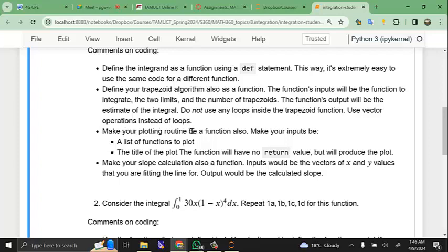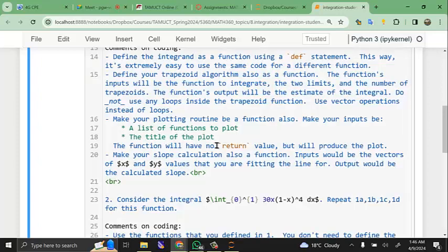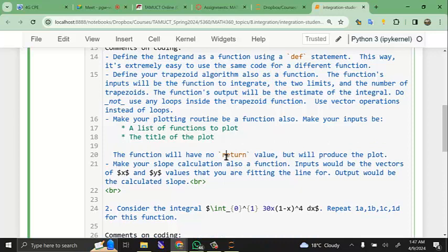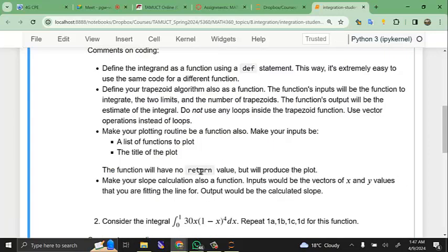Okay, so make your plotting routine a function also. Okay, the inputs will be a list of the functions to plot, the title of the plot, and so on. That should be fine. So the function will have no return value, but will produce the plot. Okay, so make the slope calculation also a function. Inputs would be the vectors, x and y values that you're fitting the line for. Output would be the calculated slope.